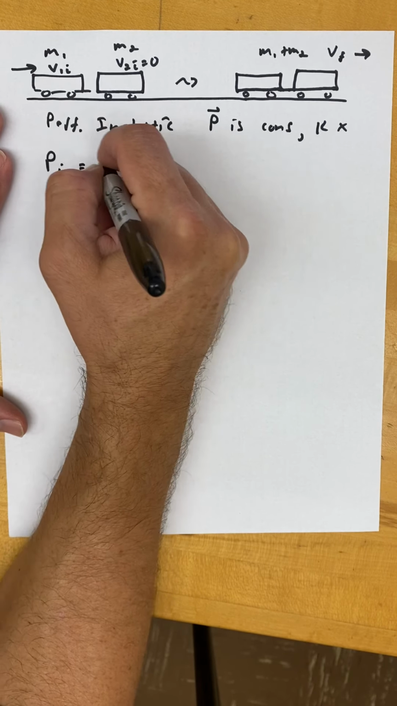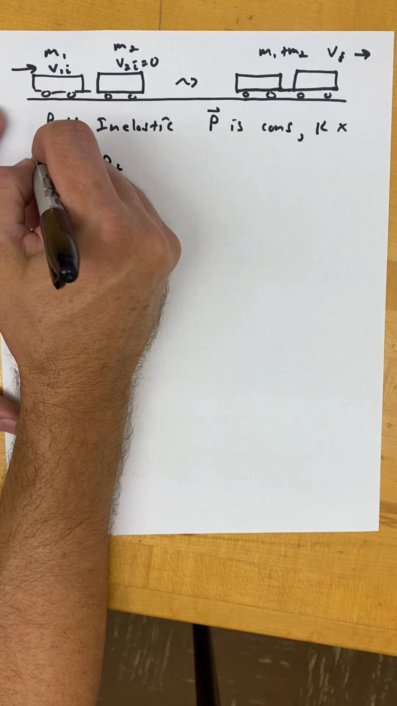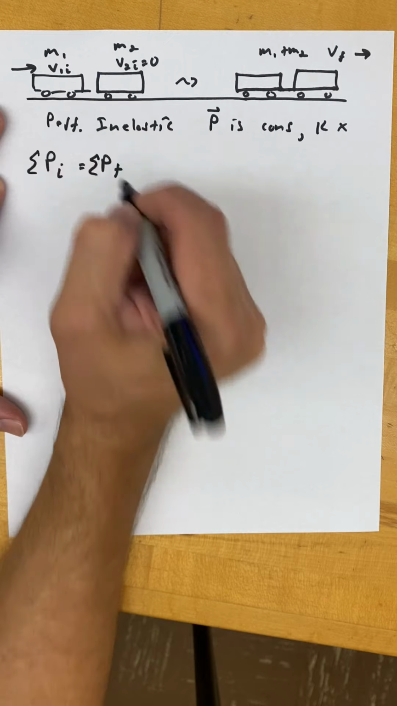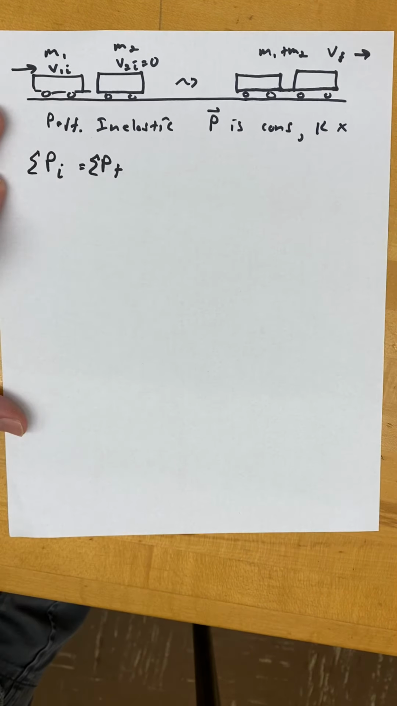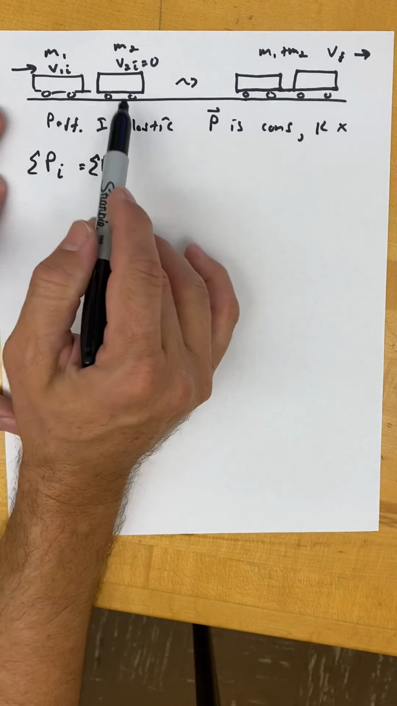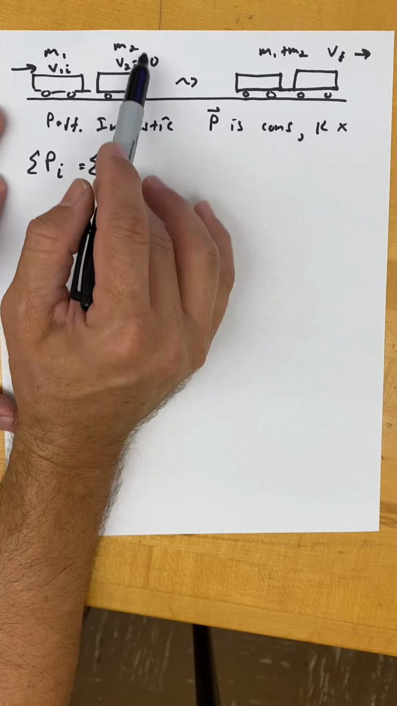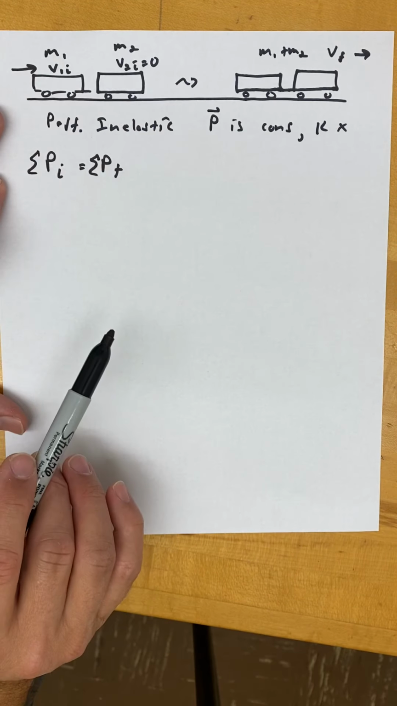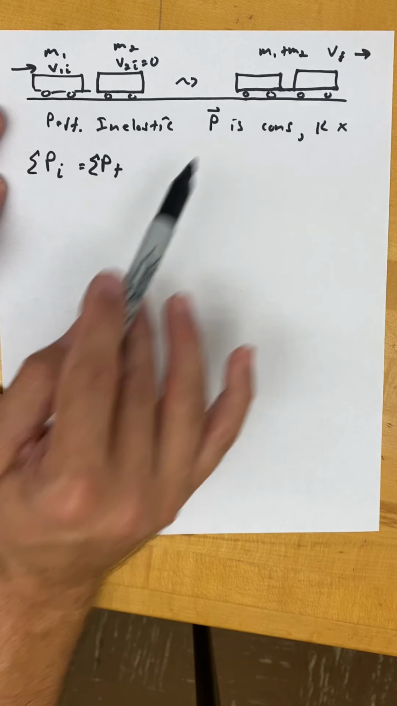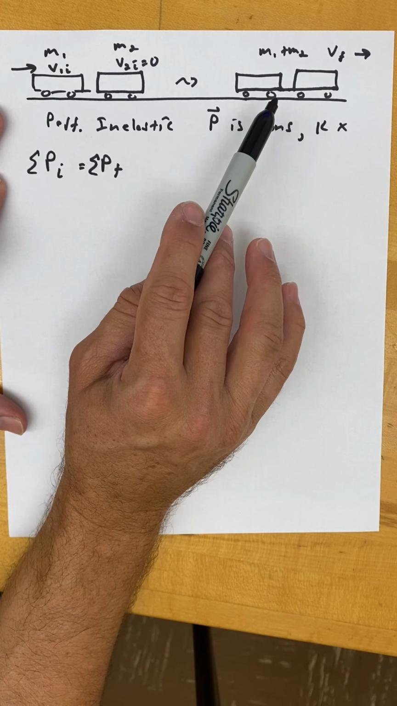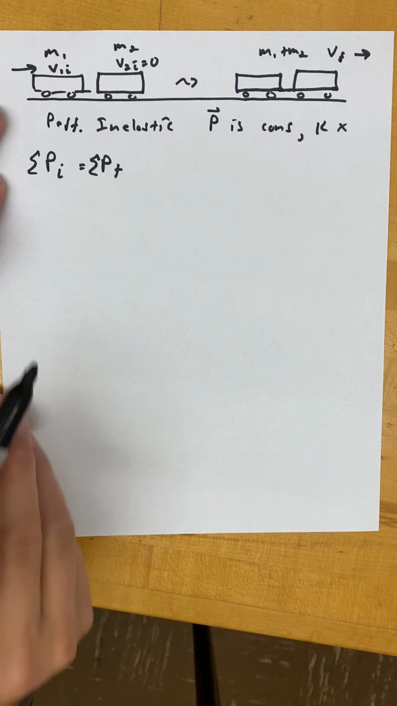P initial is equal to P final. When I write this, I'm typically going to leave off the sigmas, but we're looking at the momentum of the whole system. So what is our system? If I've got two objects colliding, in this case at least, it makes sense to define my system as both objects. So I look at the momentum of both objects here, and the momentum of both objects afterwards, although this is really now just one object, but I'm looking at the momentum of my entire system.